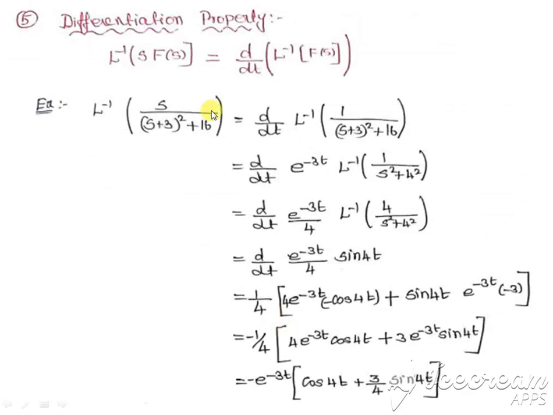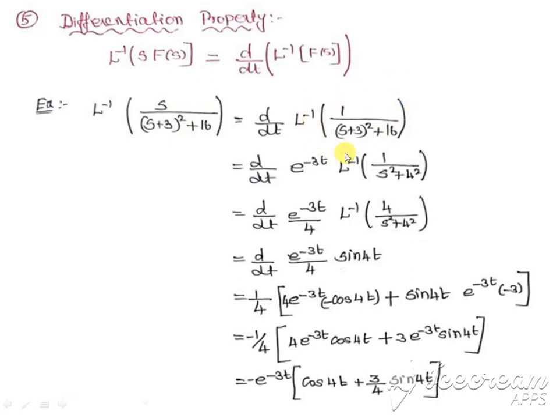Next property, the differentiation property. L inverse of s into f of s is equal to d by dt of L inverse of f of s. So the given function is in the s into f of s format. First we need to find L inverse of f of s. Then we need to differentiate the answer with respect to t. So here we need to find L inverse of s by ((s plus 3) the whole square plus 16). Here numerator s is there, instead of this s put d by dt. So for the remaining value, 1 by ((s plus 3) the whole square plus 16), we need to take the inverse.